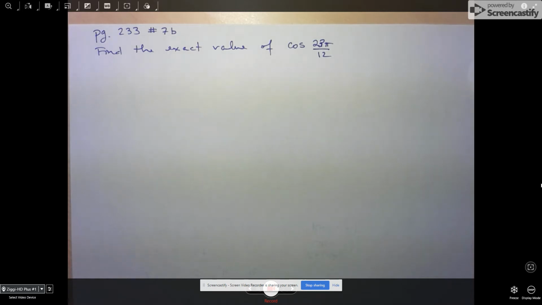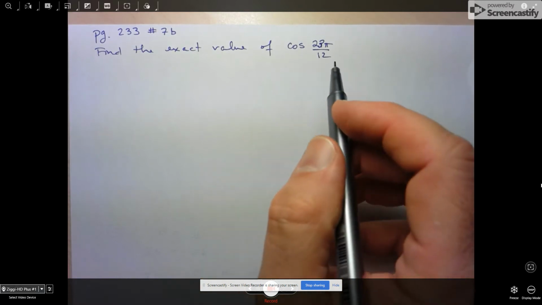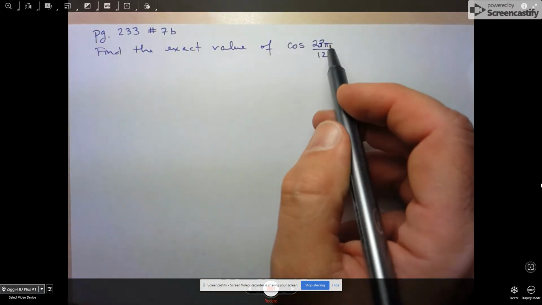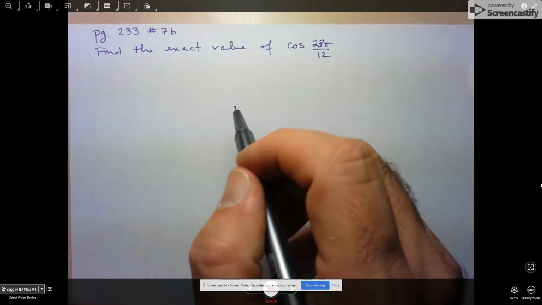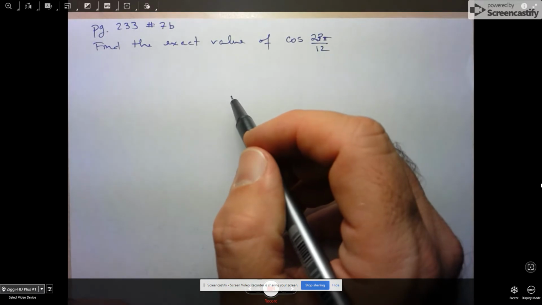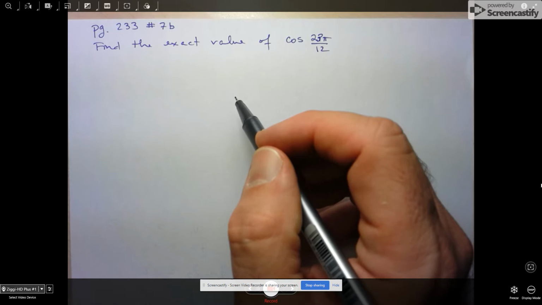Hi folks, we're going to take a look at number 7b from page 233. So they're asking us to find the exact value of cosine of 23 pi over 12. And since 23 pi over 12 is not a special angle itself, we're going to try to write it as a combination of special angles. In particular, it's likely a sum of two special angles.